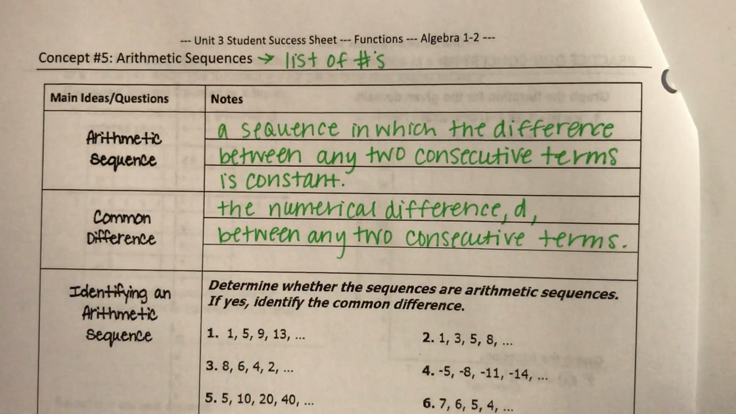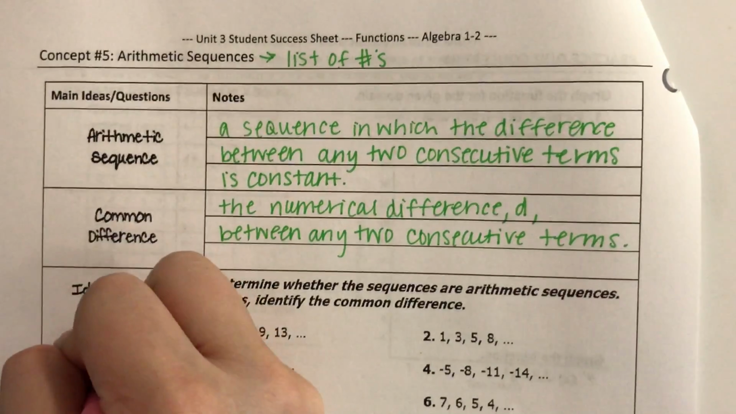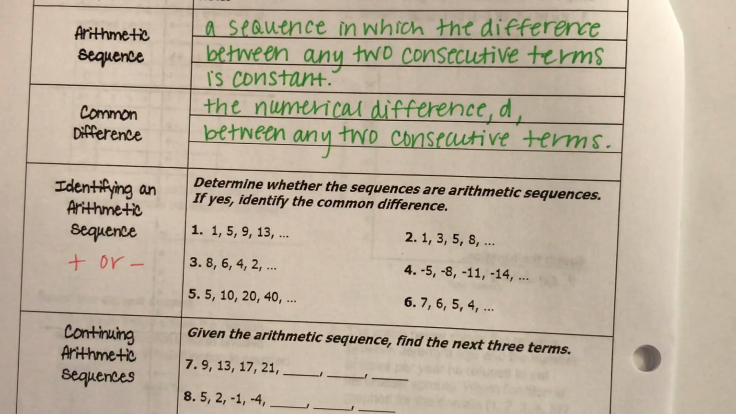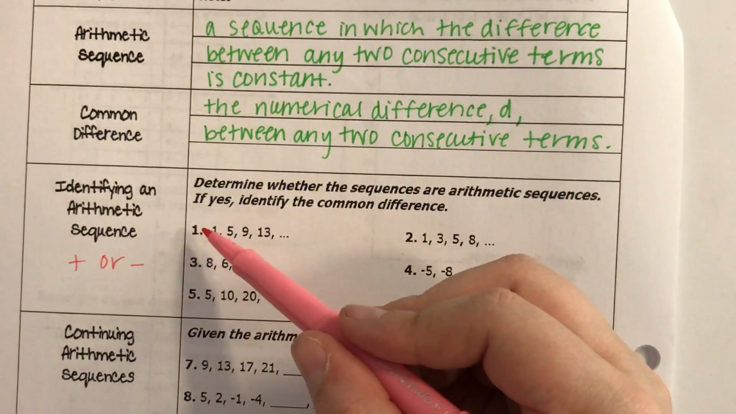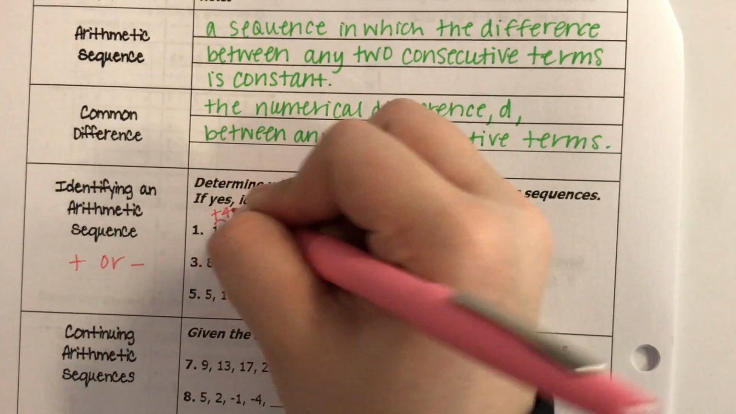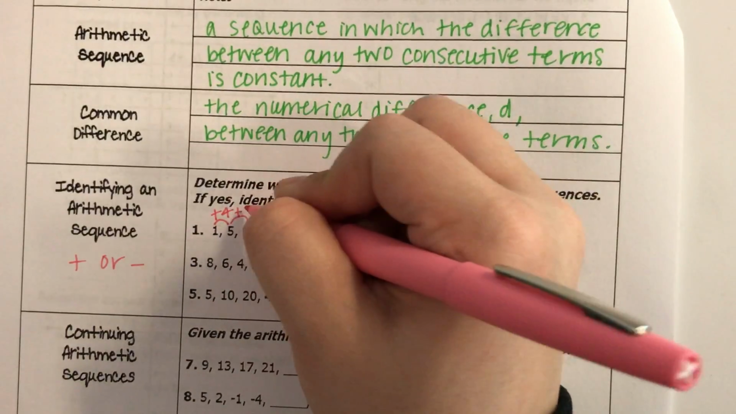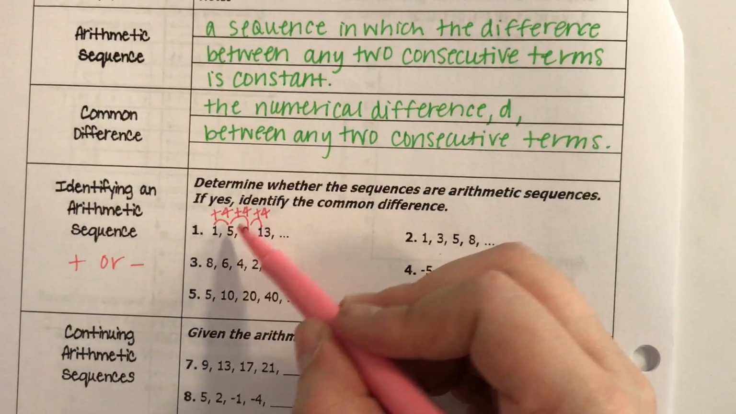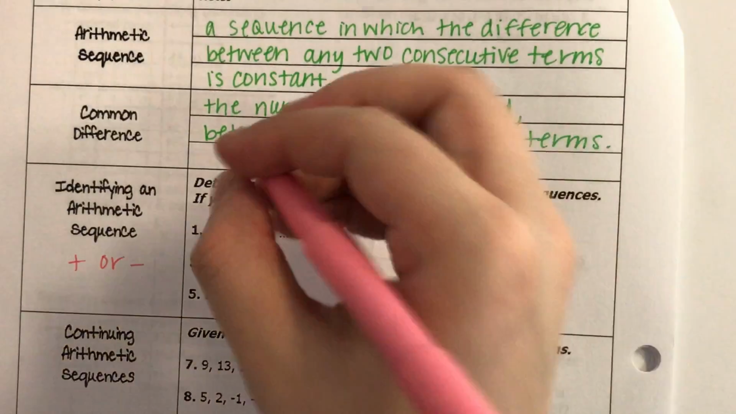Okay, so now what we're going to do is we're going to figure out if these lists of numbers, if these sequences are arithmetic. Okay, so arithmetic means we are subtracting or adding something every single time, not multiplying or dividing. Okay, so we're going to go through and figure out what's the difference between these two numbers. So how do I get from 1 to 5? Well, I add 4. How do I get from 5 to 9? Well, I add 4. Add 4. So if, when I do this, I get the same number every time, it is an arithmetic sequence.